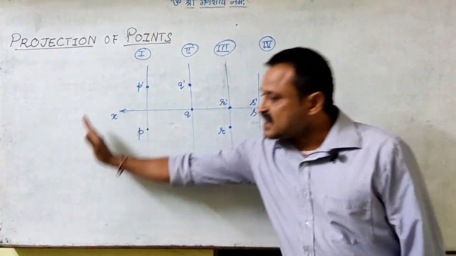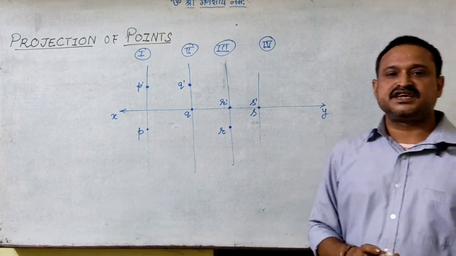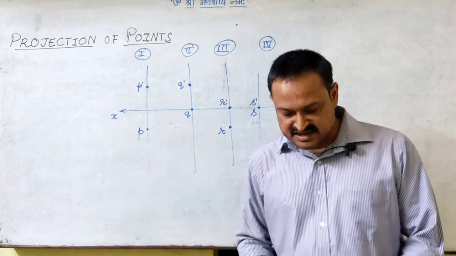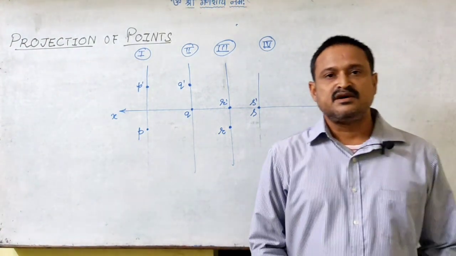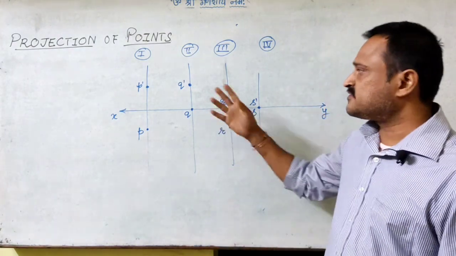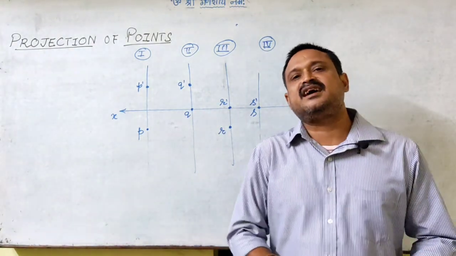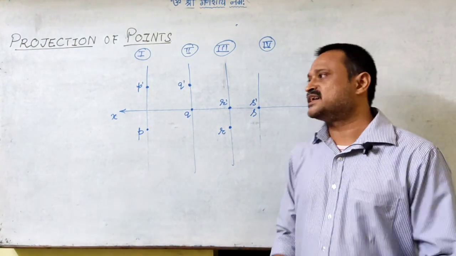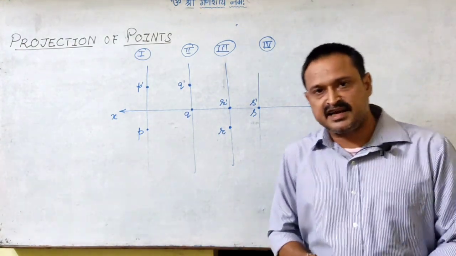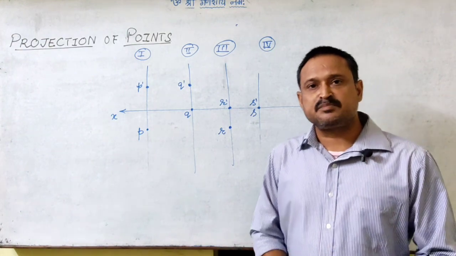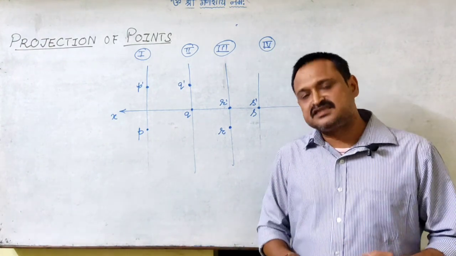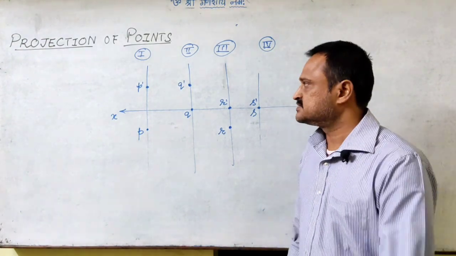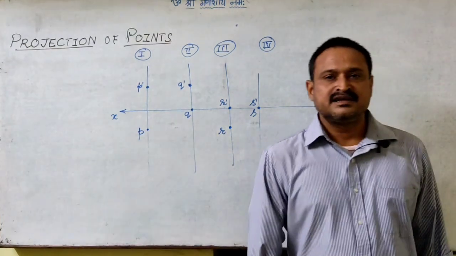So these are the basics of projecting a point. When we understand how to get the image of a point, then if I can get the image of a single point, I can get the image of various points. So there we can extend our idea to get the projection of lines, planes, then solids likewise. So that is all for this session.